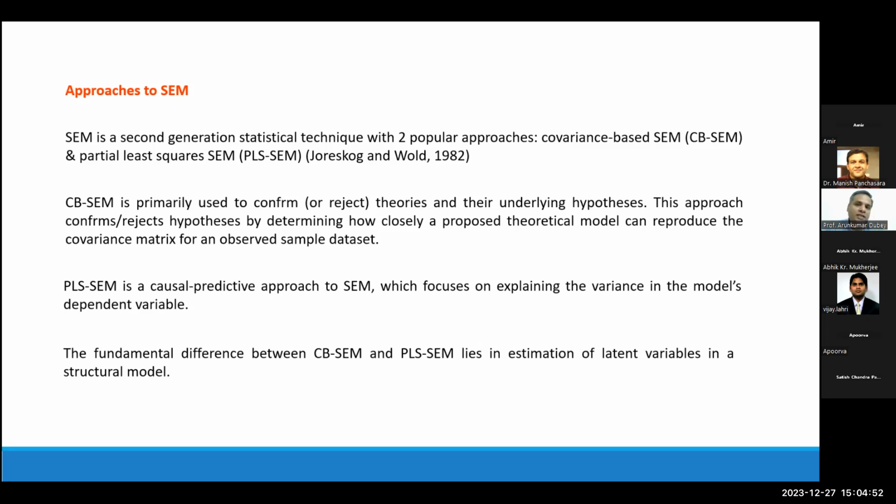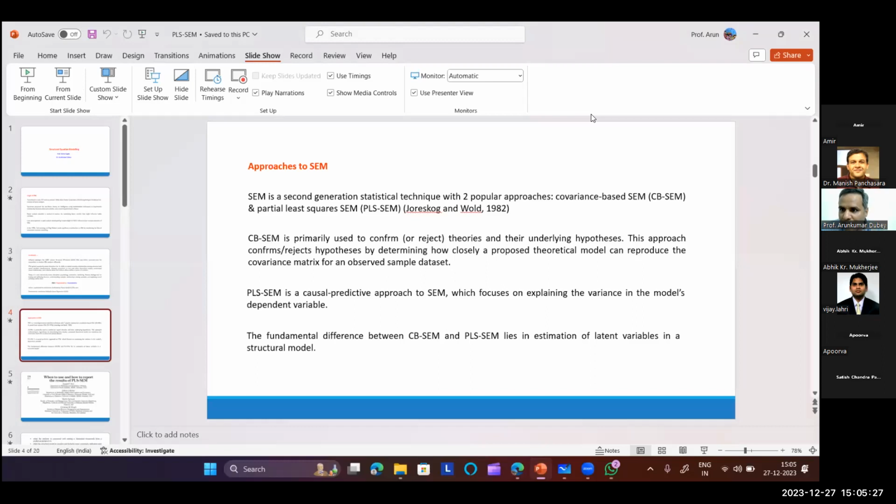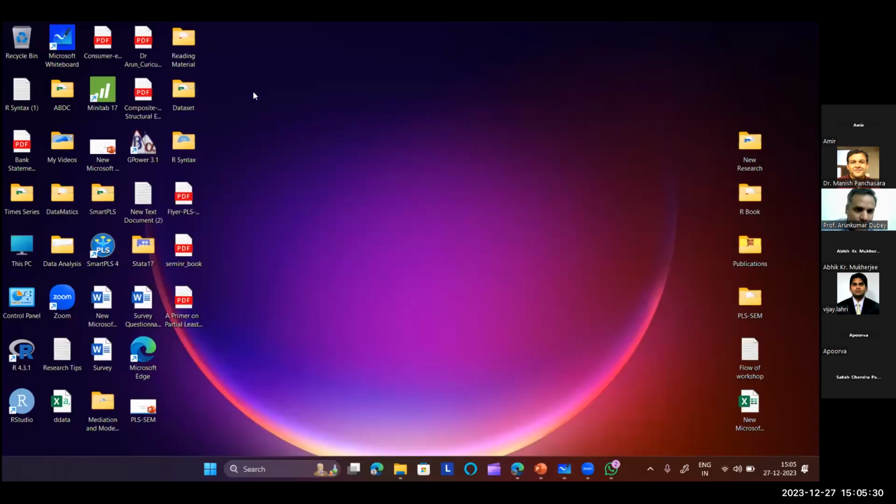I will not hesitate to say that as far as CB-SEM is concerned, you hardly find any new developments, or the developments are not that great. But for PLS-SEM even today, if you Google it, like the Journal of Information Management or the Journal of Business Research, people are coming with the latest developments in PLS-SEM, and this makes PLS-SEM more dynamic. If I can take you to a couple of papers, you will understand what the recent developments in PLS-SEM are.